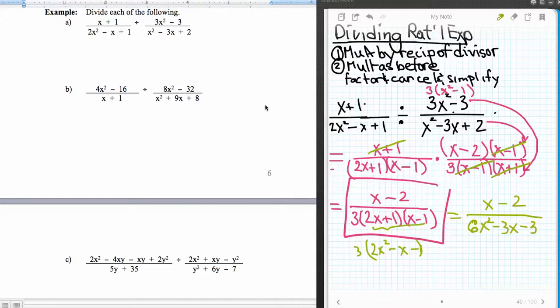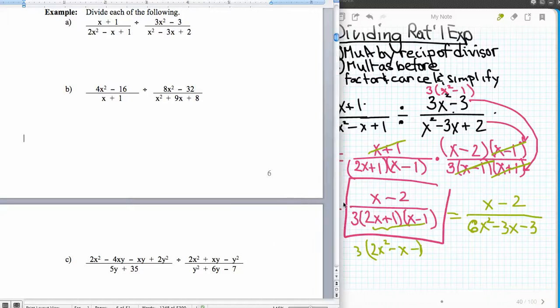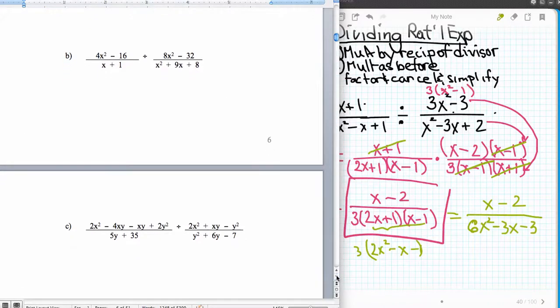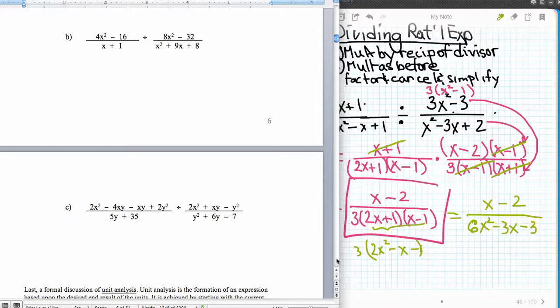Now what I would like to see you do is I would like you to do part B and part C on your own, and then I'll come back and do those as well a little bit later. So these two problems, and then we can come back on those.